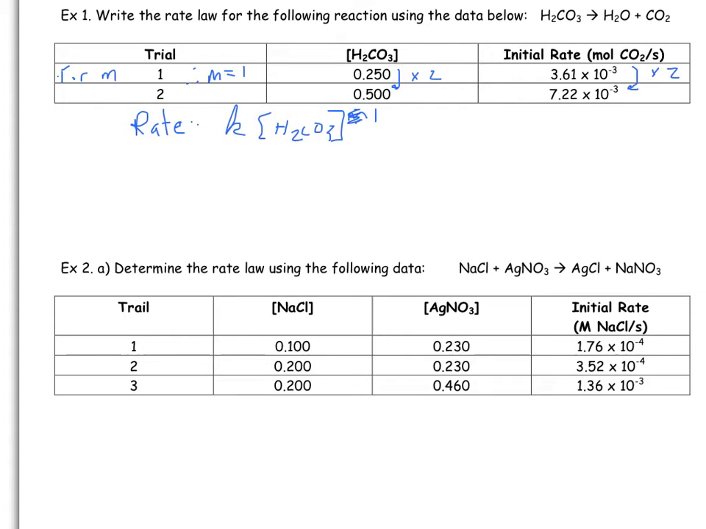To finish off the rate law, I have to find the value of K. So I'm going to pick trial number 1 and sub in the concentration and the rate. And then I'm going to solve for K.